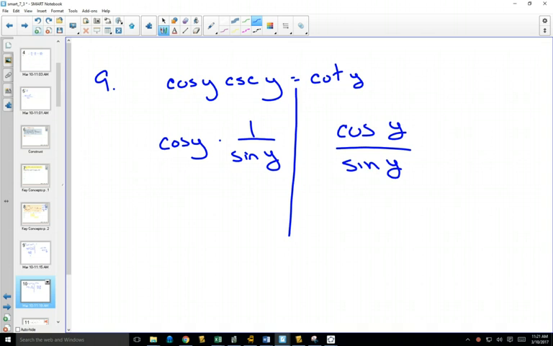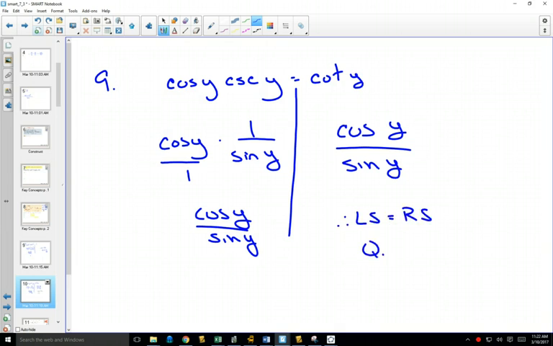How do I multiply fractions together? Well, this is over 1. Multiply the tops and multiply the bottoms. Can you see that they're identical? Therefore, the left side is equal to the right side. Very nice. And we're done.